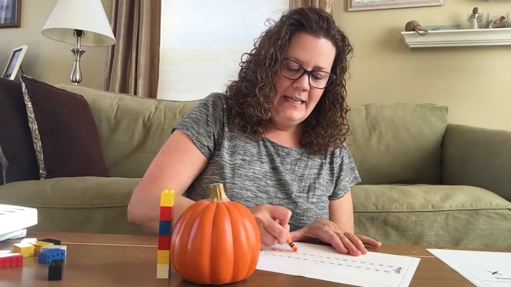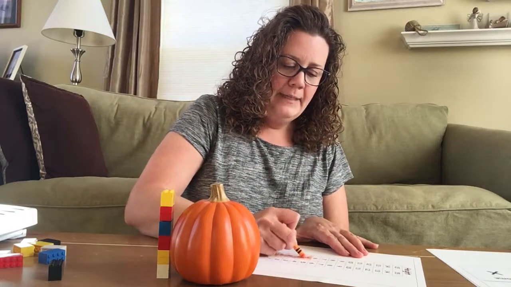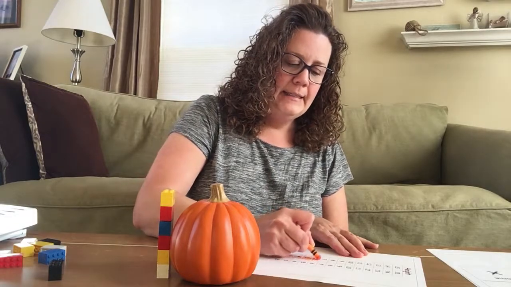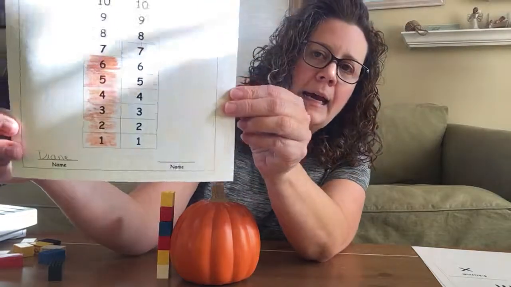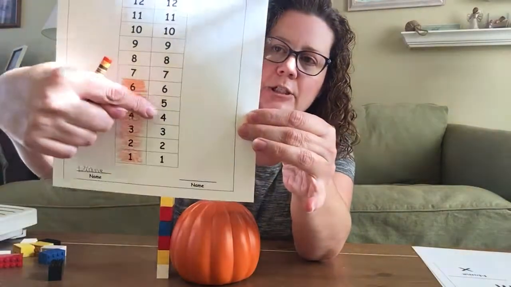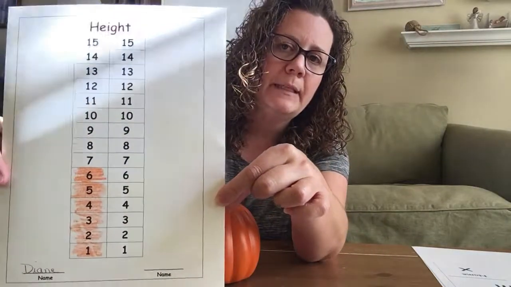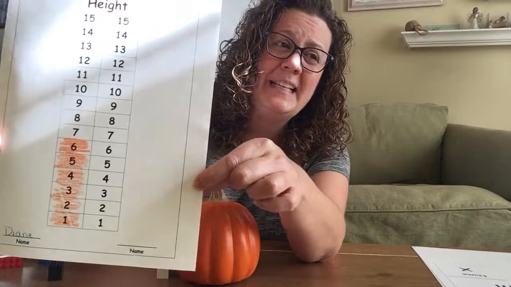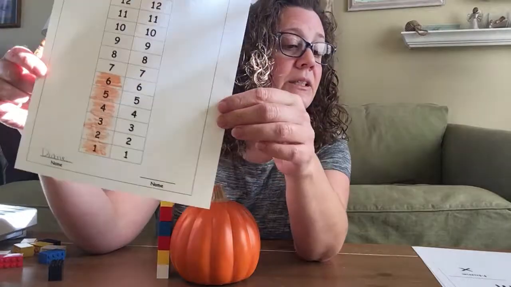Just kind of shade in 1, 2, 3, 4, 5. How many did I have? Yeah, I had 6. So I'm going to shade in 6. And that's going to show how tall my pumpkin is. And then your partner is going to shade in his or hers, and that's going to tell how tall your partner's pumpkin is. Does that make sense? Does everybody understand? Give me a thumbs up if you understand. Any questions? Okay.